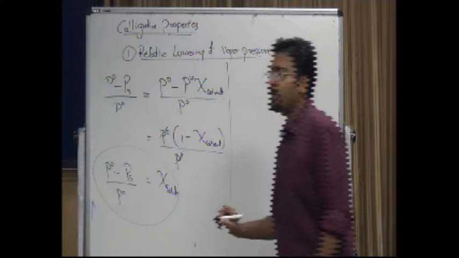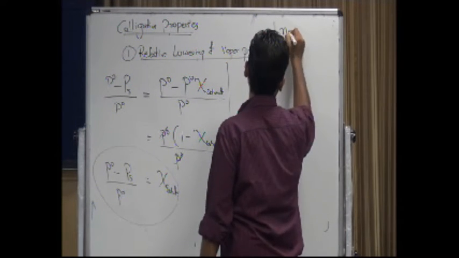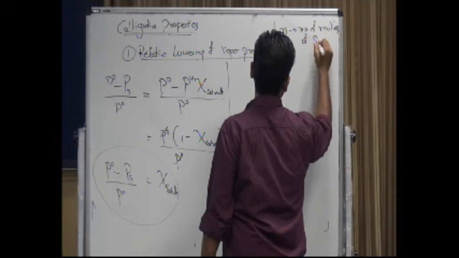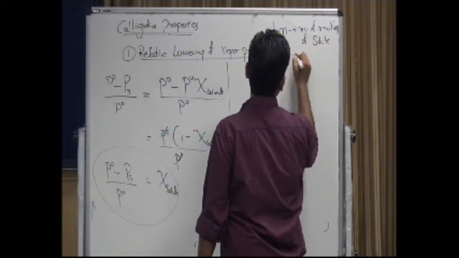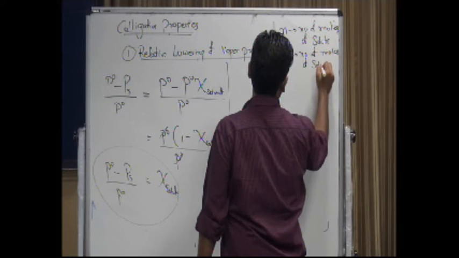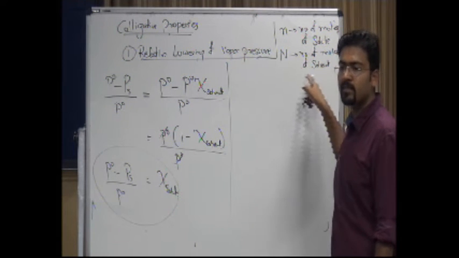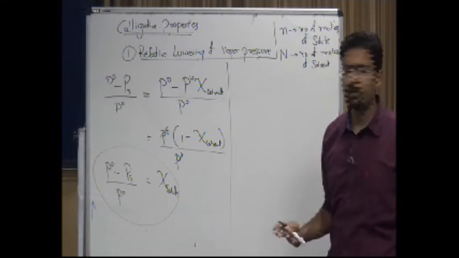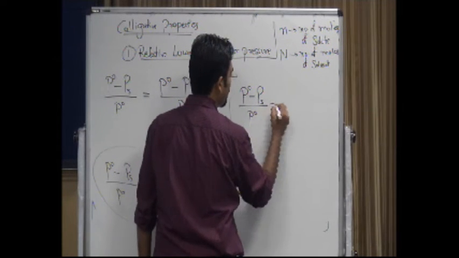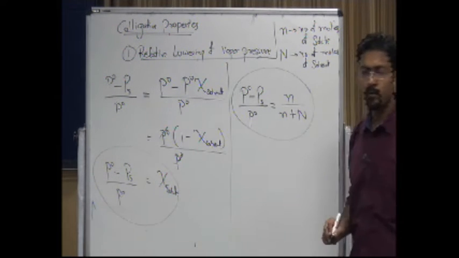Now, I want to understand whether it's a colligative property or not. So let's do one thing. Let's take small n as number of moles of solute, and capital N as number of moles of solvent. These are usually standard notation. So if I express it, (P naught minus Ps) upon P naught is equal to small n upon (small n plus capital N). This is the relation I've got, right?